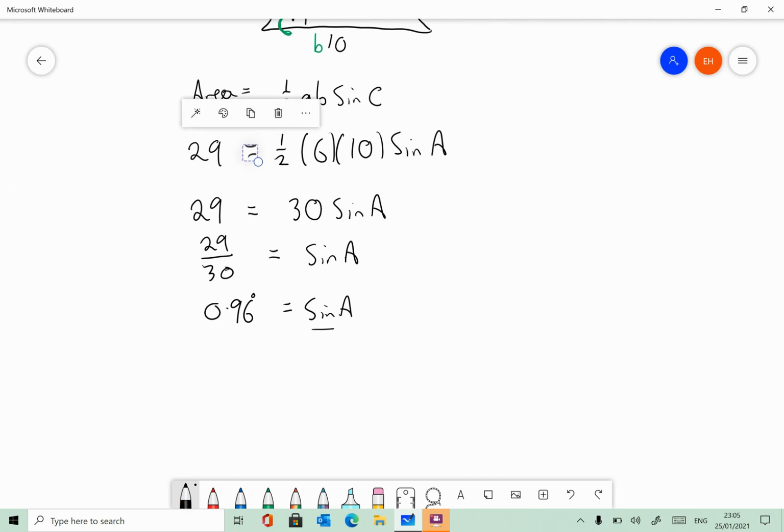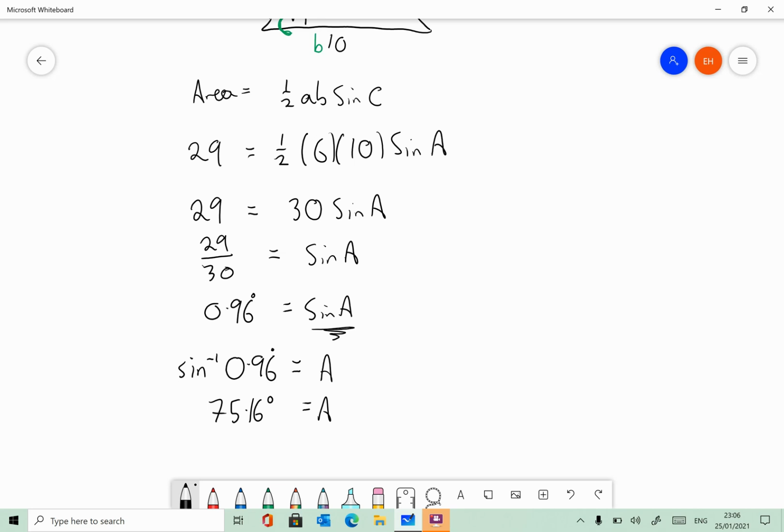Now, I have sine A over here. We know to get rid of sine, I do the opposite on the other side, and the opposite of sine is to do sine inverse on the other side. So A must equal sine inverse of answer, which is 75.16 degrees. So that is our, yep, that's it.